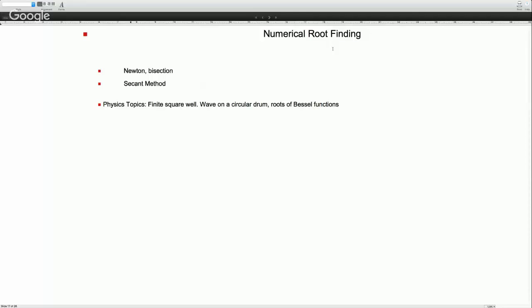And here too, the list of physics topics is rich. So I've listed finding the energy states for a finite square well, certainly a standard quantum mechanics problem that everyone does. Waves on a circular drum introduces them to the roots of Bessel functions, and is another standard problem. But the possibilities are widely varied and very rich here in terms of root finding. And so it's an important topic, I think, both in terms of just pure computation and also in the physics that it brings to the table.